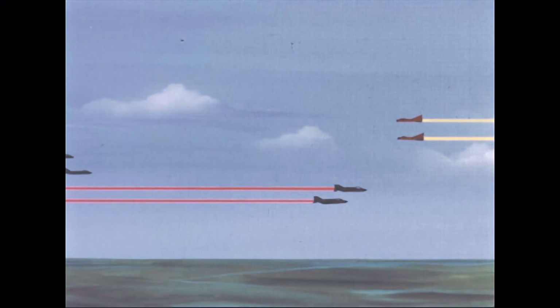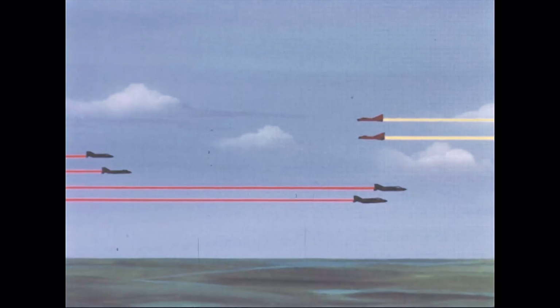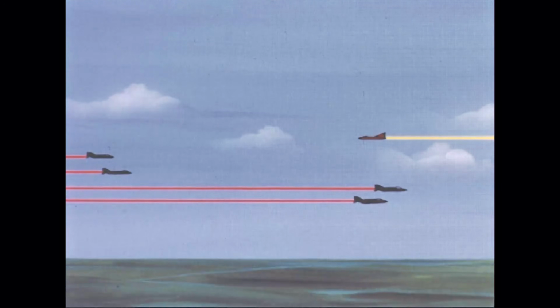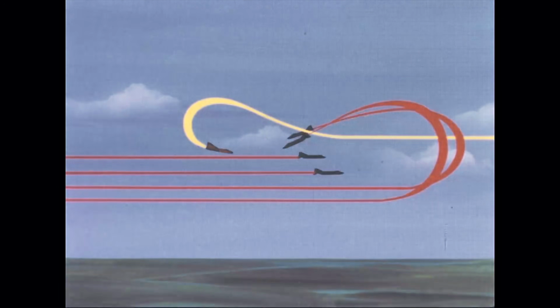When the ID is made and clearance to fire received, the launch element executes either a front or a rear hemisphere attack, depending on the enemy's actions. Both elements then engage the enemy, supporting each other until the enemy is destroyed.